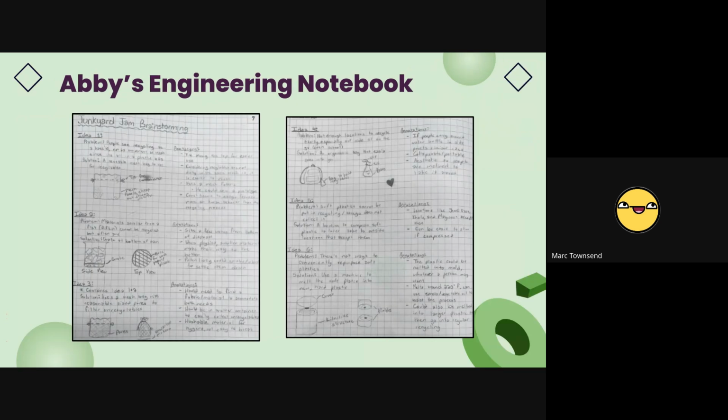An engineering notebook is something for engineers to professionally document everything they come up with, from brainstorming to the actual final products. So that's what we use to document our initial concept ideas.